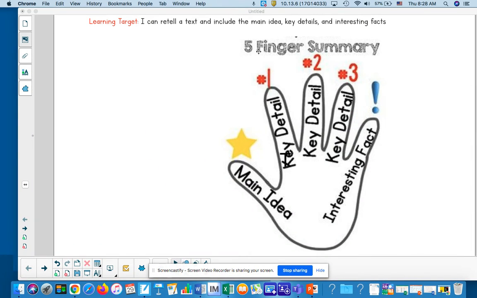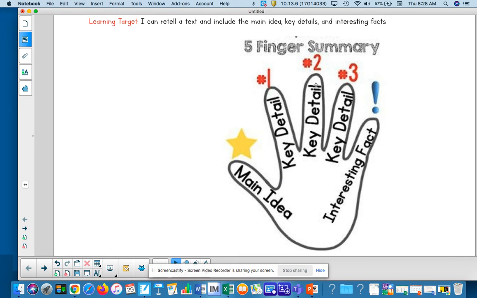Now let's practice our 5-finger summary for our retell. We have to include the main idea, key detail 1, key detail 2, key detail 3, and an interesting fact. So the first thing I'm going to do is think out loud before I record my summary, my retell.